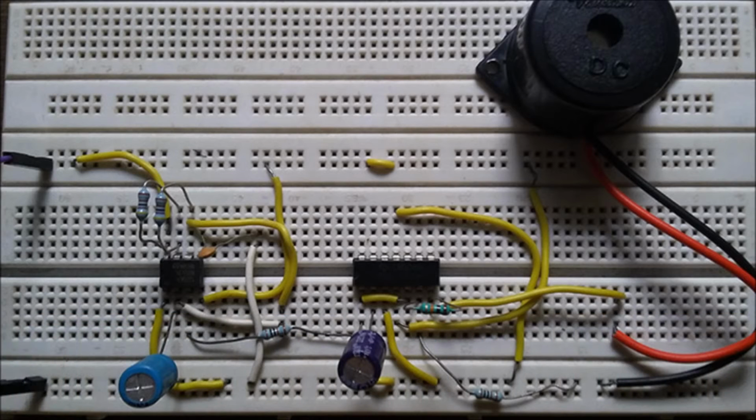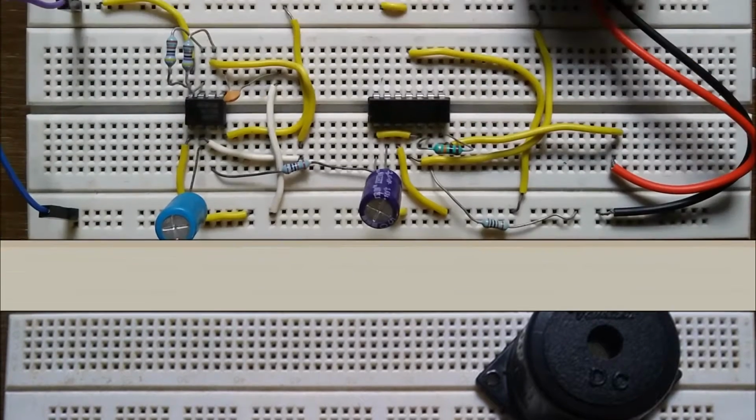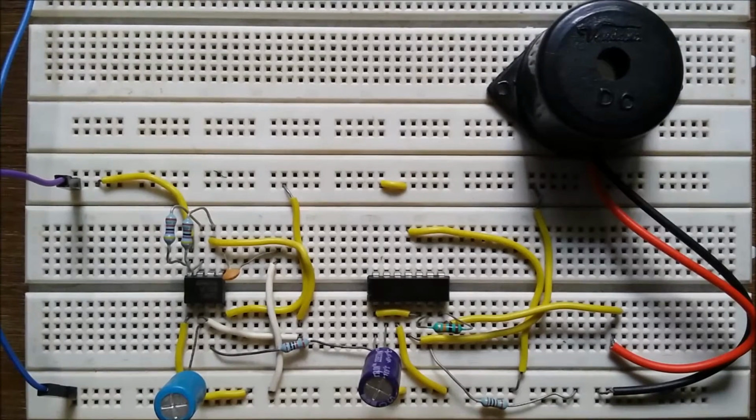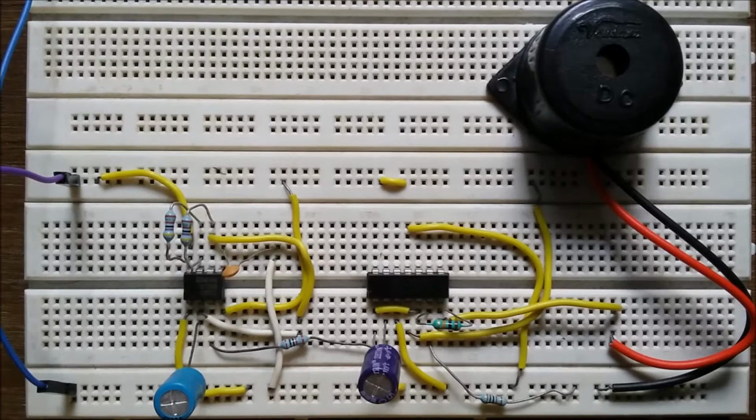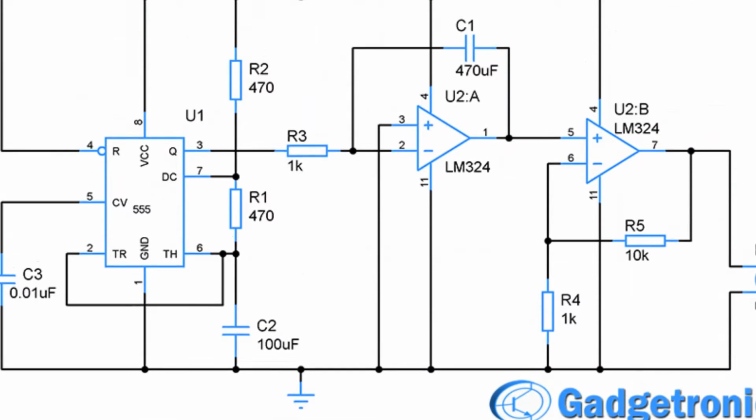Hi everyone, today we are going to see the working of a loud siren circuit which I made using an old 555 timer and quad opamp IC LM324. So here's the circuit diagram for you.